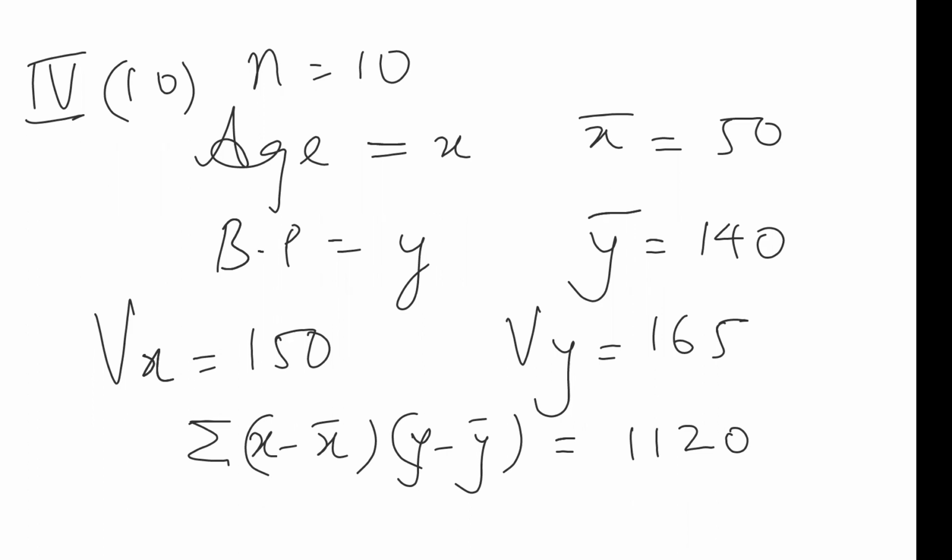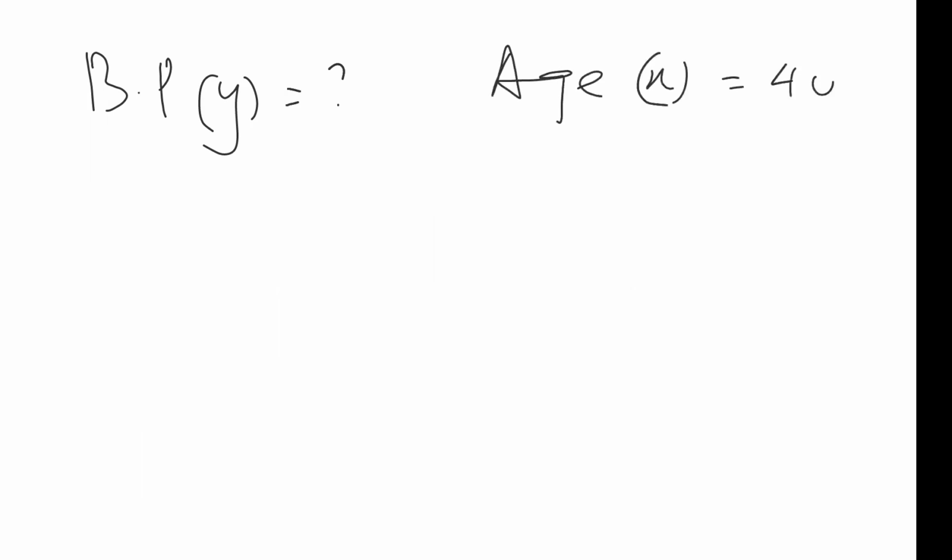Okay, now they are asking you to find blood pressure. So we are supposed to find out blood pressure. Blood pressure is denoted with y. We are supposed to find out blood pressure, which is denoted with y. Okay, and age is x. X is equal to 40 years. So we need to find out the blood pressure of a person whose age is 40 years.